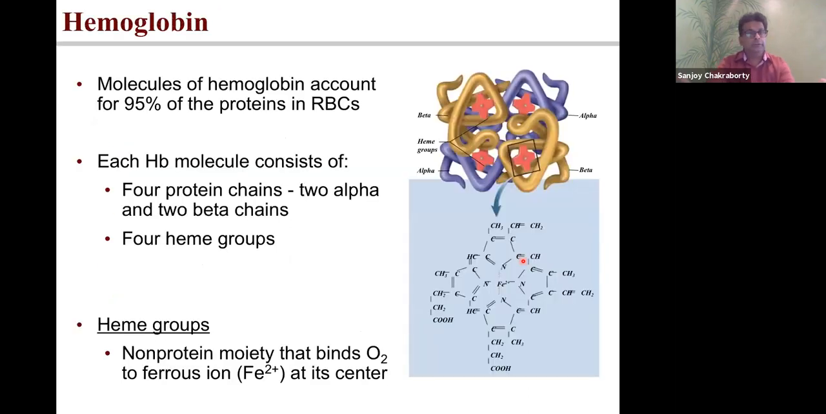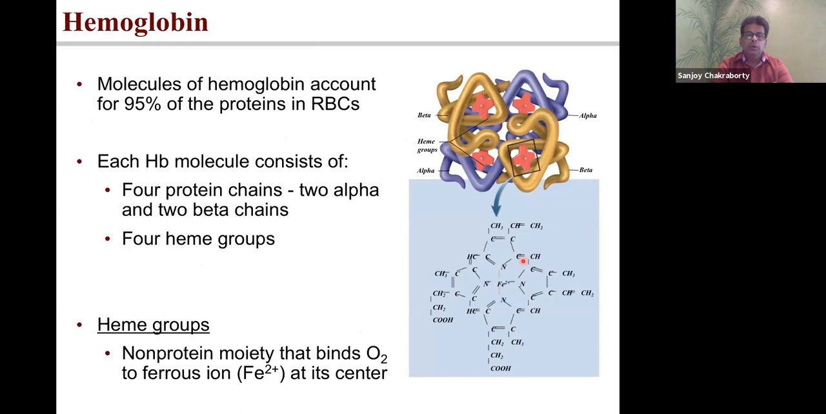So hemoglobin is the protein that we're talking about. Your red blood cell is kind of like a packet full of hemoglobin. Technically, a red blood cell is a packet completely composed of hemoglobin, because they don't have a nucleus, they don't have mitochondria. They are like a packet of hemoglobin molecules. 250 to 280 million hemoglobin molecules can be packed in a red blood cell.